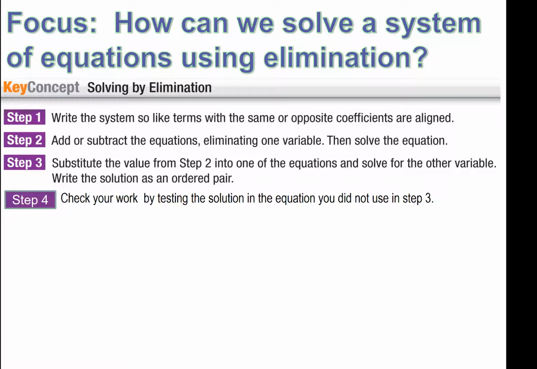Here are the steps on solving a system of linear equations using elimination. Step 1. Write the system so like terms with the same or opposite coefficients are aligned. Step 2. Add or subtract the equations, eliminating one variable. Then solve the equation. Step 3. Substitute the value from step 2 into one of the equations and solve for the other variable. Write the solution as an ordered pair. Step 4. Check your work by testing the solution in the equation you did not use in step 3.